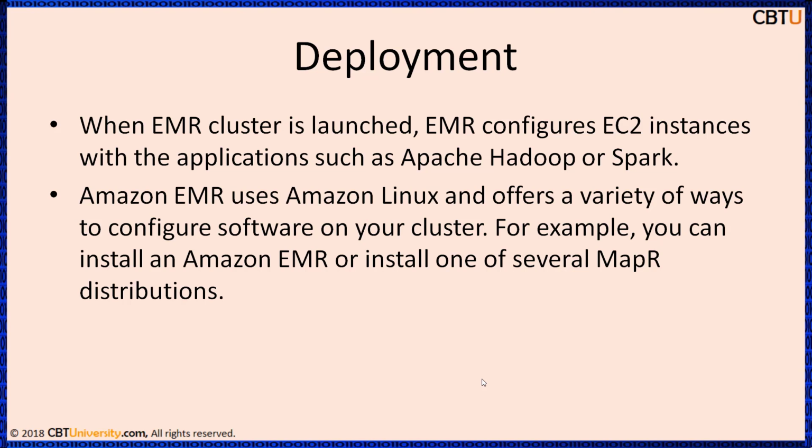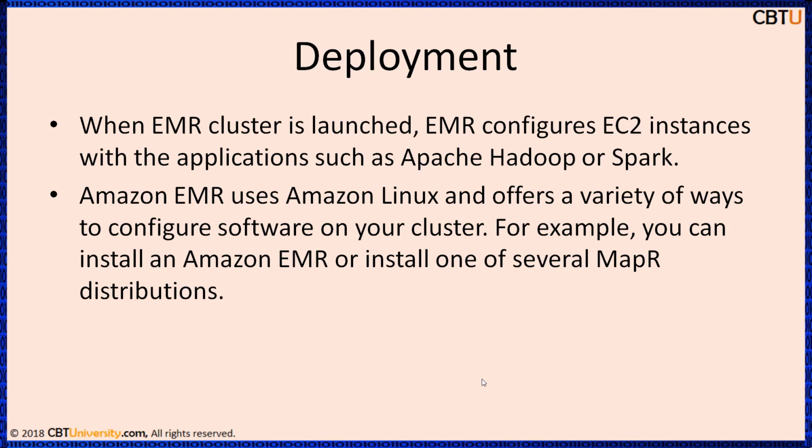EMR cluster consists of EC2 instances, which perform the work that you submit to your cluster. When you launch your cluster, Amazon EMR configures the instances with applications that you choose, such as Apache Hadoop or Spark, etc. Choose the instance size and type that best suits the processing needs for your cluster, like batch processing, low latency queries, streaming data, or large database.